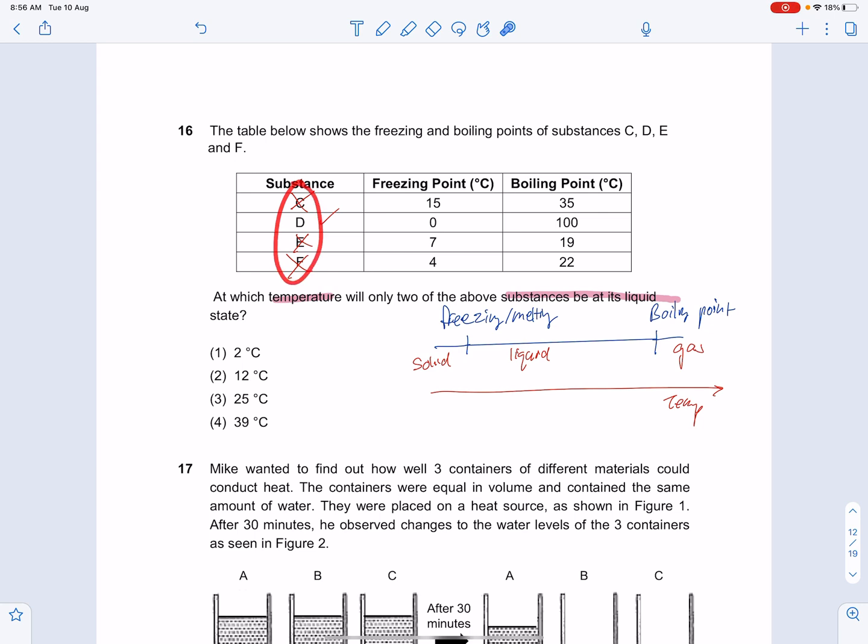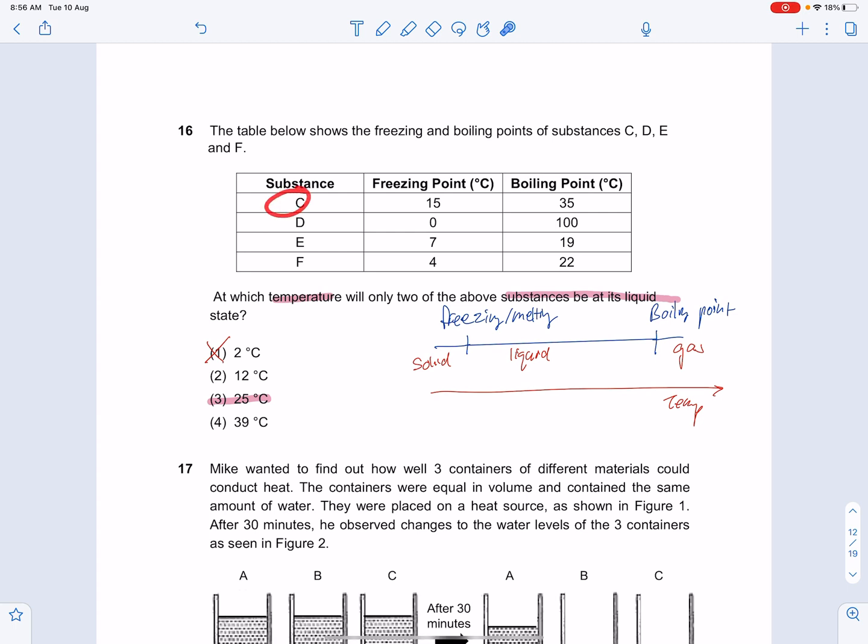So in this case, straight off the top, I know that there are 3 that are actually not in a liquid state, and only 1 is. So this does not fulfill my 2. So right off the top, I know that answer 1 is wrong. So due to time constraint, I'm just going to go to the correct one. So the correct one is actually 25 degrees. So let's take a look at why that is the case.